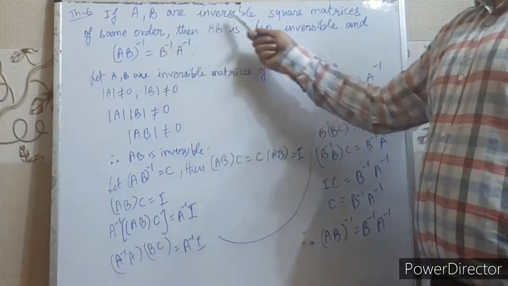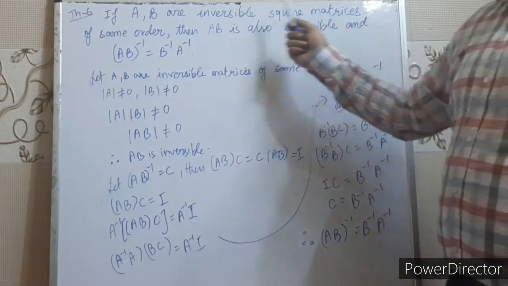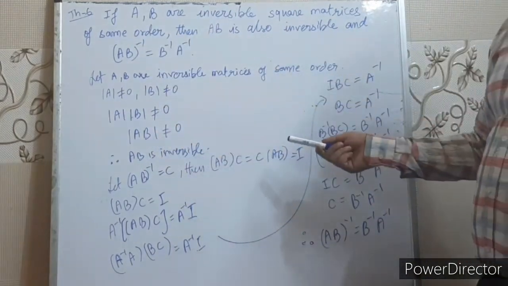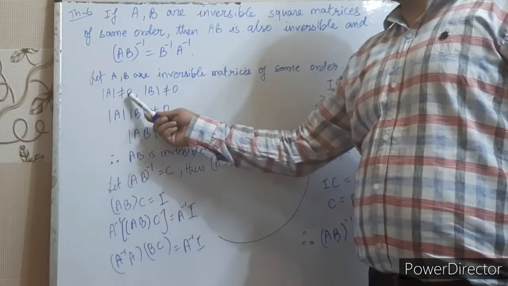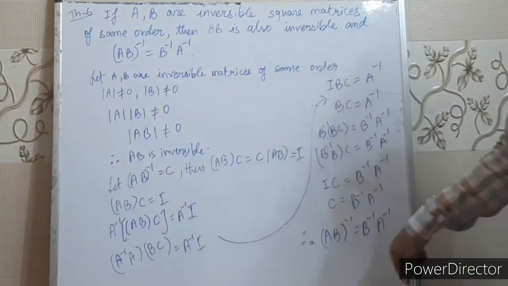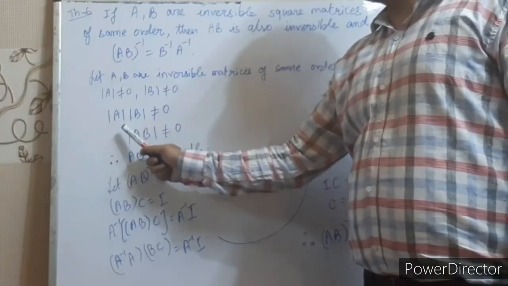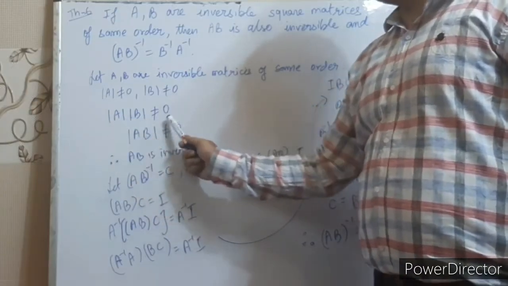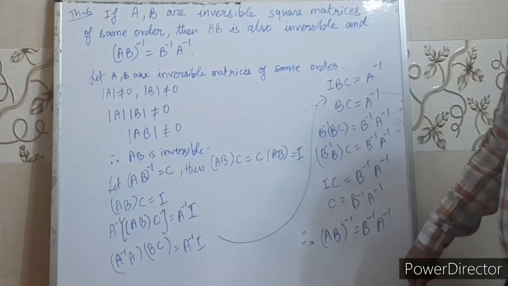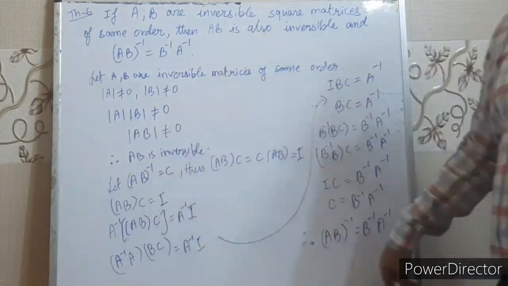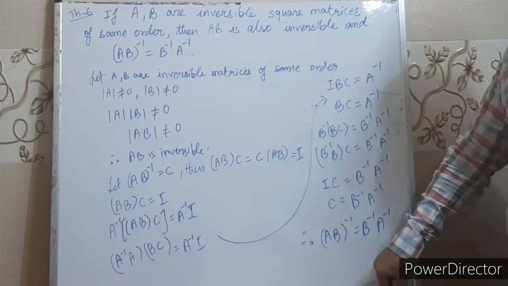It is given A and B are invertible square matrices. That means A and B are non-singular matrices. If A and B are non-singular matrices, then determinant of A is not equal to 0, as well as determinant of B is also not equal to 0. If both the determinants are not equal to 0, then the product of both the determinants is also not equal to 0. And this can be written as determinant of A into determinant of B can be written as determinant of AB. We have studied this in properties of determinants.